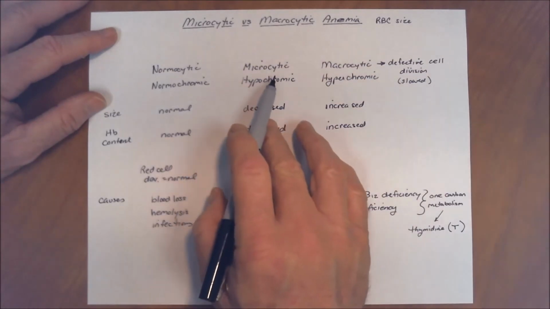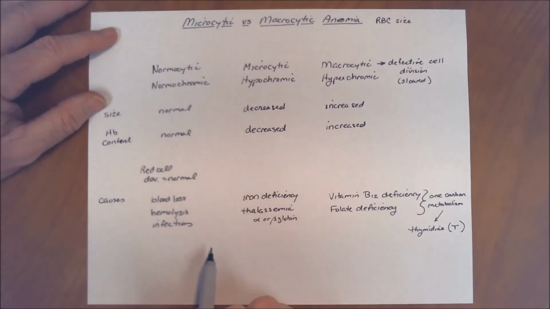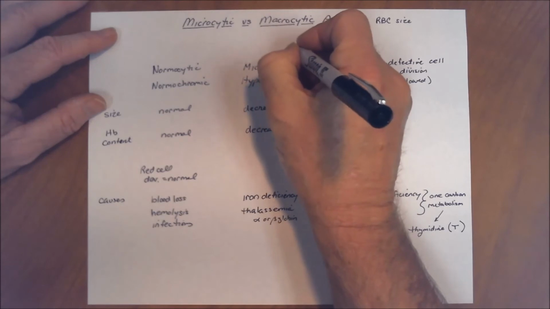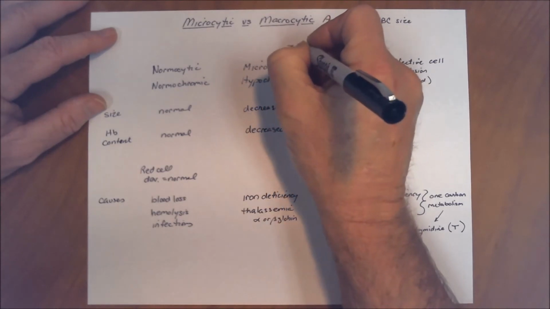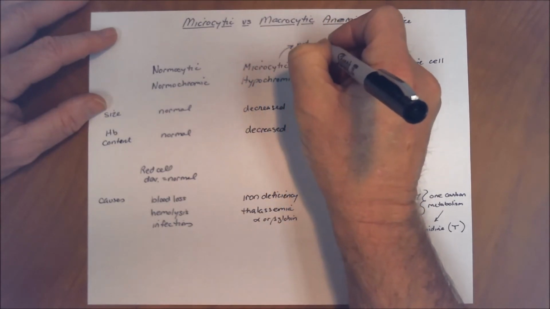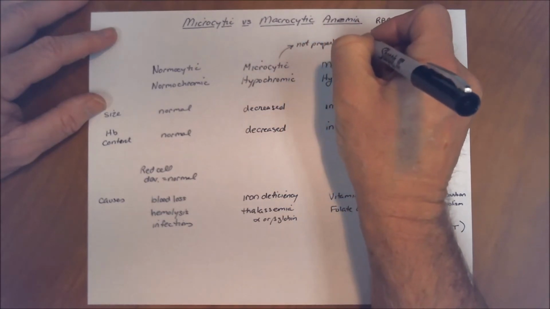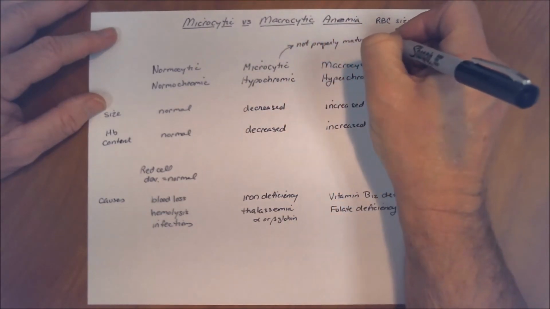For microcytic anemia, in this case, we are not properly maturing the red blood cells.